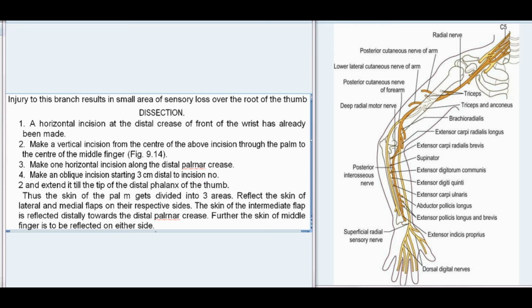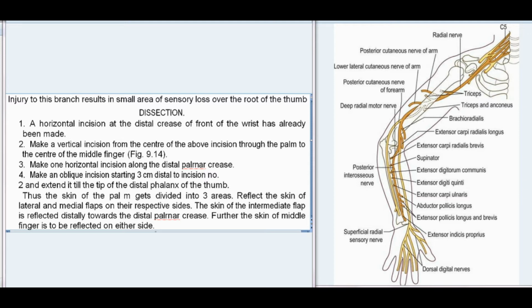Dissection. A horizontal incision at the distal crease of the front of the wrist has already been made. Make a vertical incision from the center of the above incision through the palm to the center of the middle finger, Fig 9.14. Make one horizontal incision along the distal palmar crease. Make an oblique incision starting 3 cm distal to incision No. 2 and extend it to the tip of the distal phalanx of the thumb. Thus the skin of the palm gets divided into 3 areas.